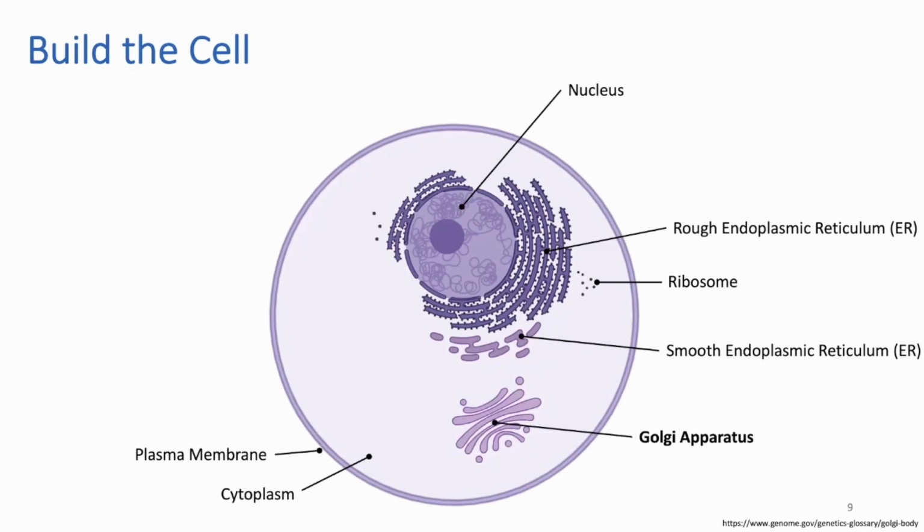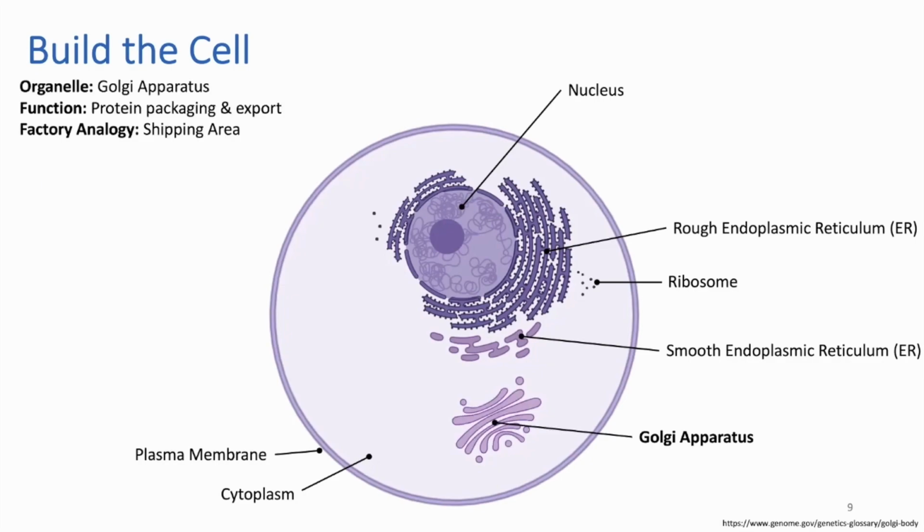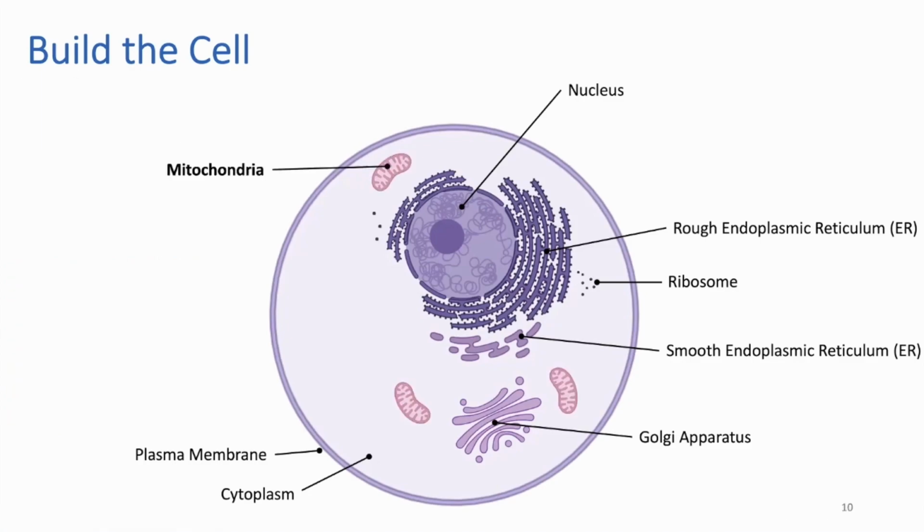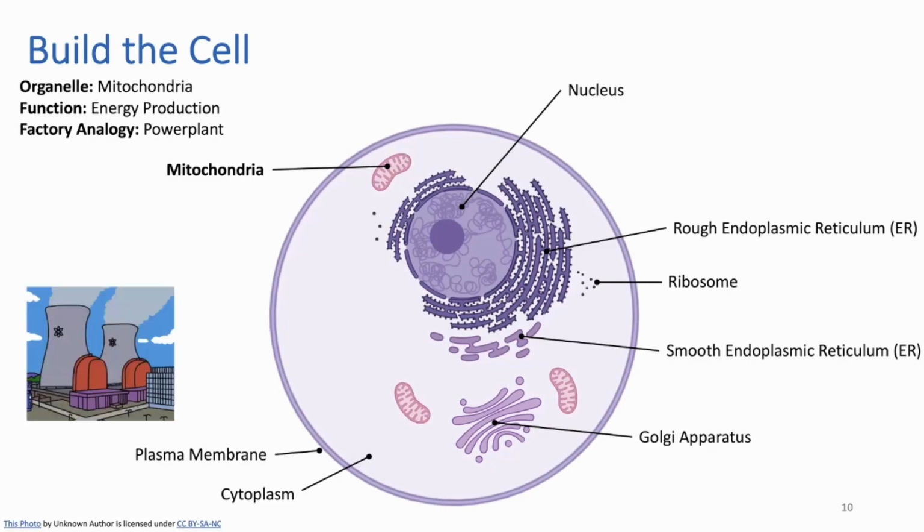Next, we have the Golgi apparatus. It functions to help process and package proteins and lipid molecules, specifically proteins destined to be exported from the cell. It is like the shipping area of the factory, where candy gets packaged to be shipped out of the cell. These pink-like organelles are called mitochondria. They are thought of as the powerhouse of the cell. They help with energy production for the cell and are similar to a power plant.